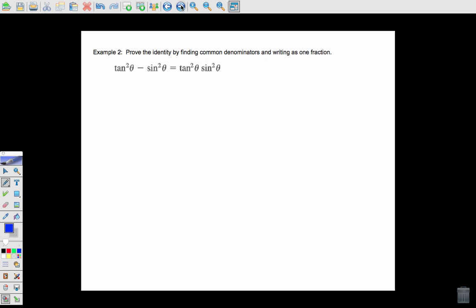All right, we're going to do one more identity. All right, so this one we're going to prove by finding common denominators, okay, and writing as one fraction. All right, so I want you to write down the tangent squared of theta minus the sine squared of theta is equal to the tangent squared of theta times the sine squared of theta. So we want to work with the more complicated side, and generally if one side is multiplication and the other side is addition or subtraction, this is going to be the more complicated side. It's going to be the easier side to work with. Okay, so I am again going to work with the left side.